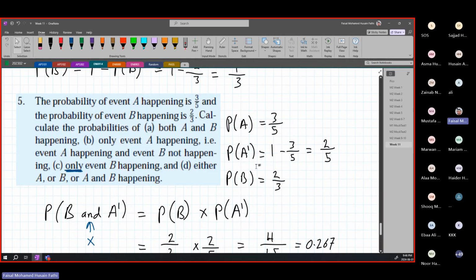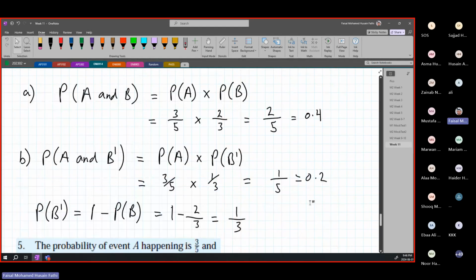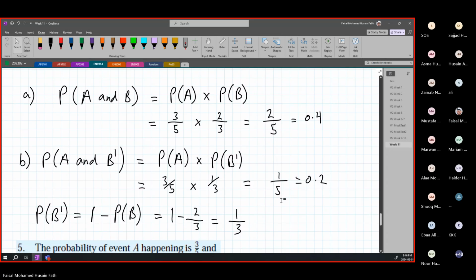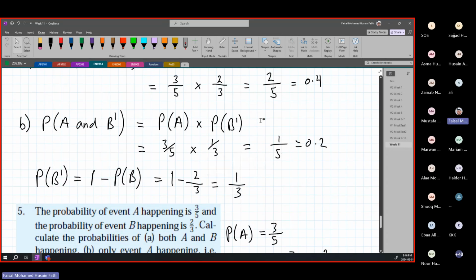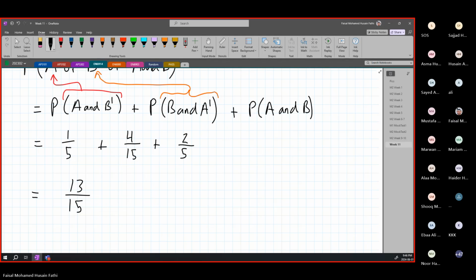2 over 5 here, okay. Sorry, it's not 1 over 3, it's 1 over 5. My bad. This is 1 over 5. Okay, so it is 1 over 5 plus 4 over 15 plus 2 over 5, which is going to give us 13 over 15. So this is how you would calculate the probability for this part. Any questions about this?